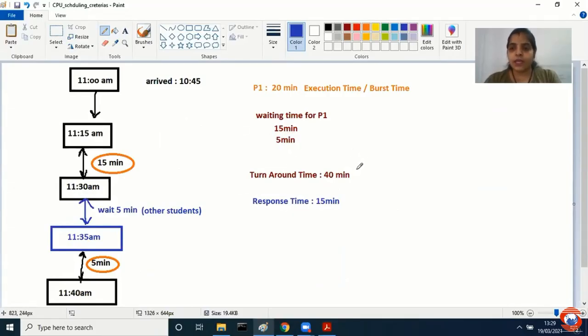Right. My execution time means how much time I require for my execution. Means I'm saying I have this process and this process requires 20 minutes for execution. So that is execution time. It is also called burst time. Got it? Any questions? Are you guys there and understanding the things properly? Though it is a theory subject, it is a little bit conceptual, so I'm trying to make it more interactive so that you can understand.